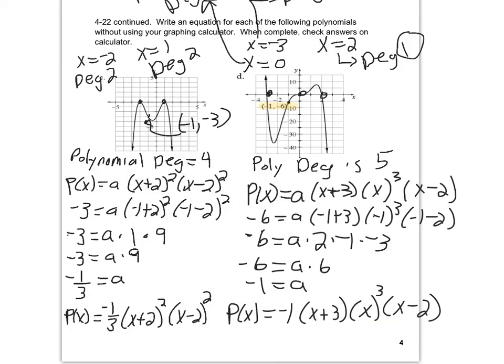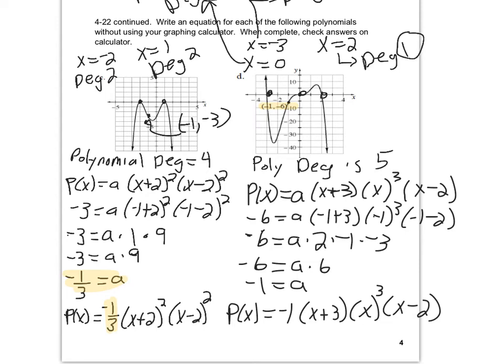Welcome back. Please review the work. Notice in part C, I chose a point of negative 1, negative 3 to help find my A value, and A came out to be negative 1/3. So my polynomial P of x equals negative 1/3 times (x plus 2) squared times (x minus 2) squared.